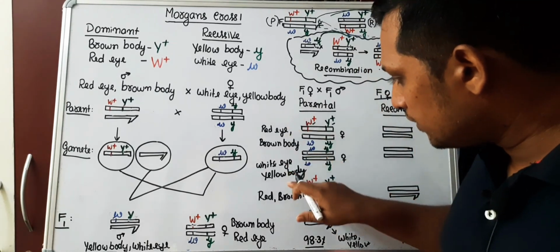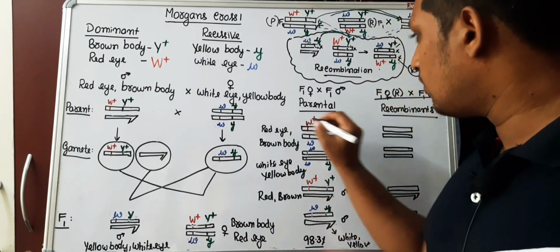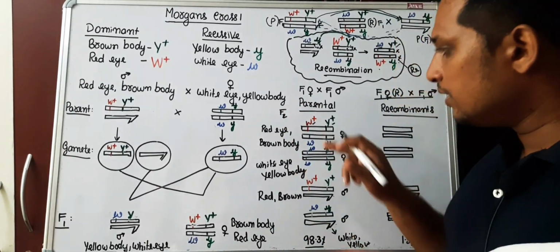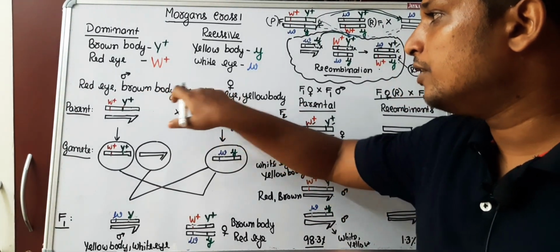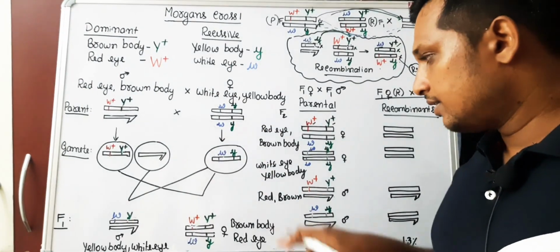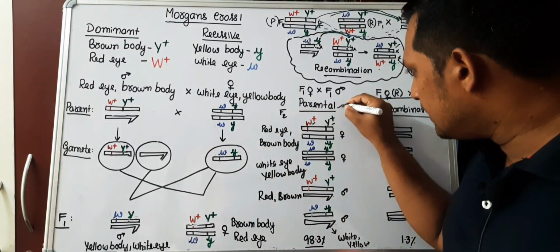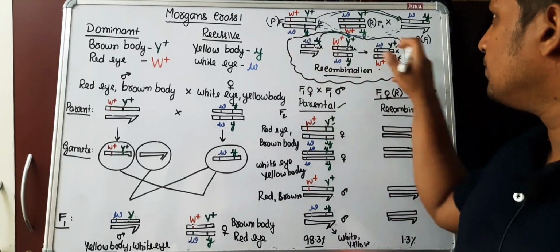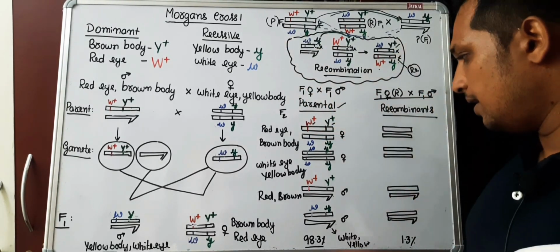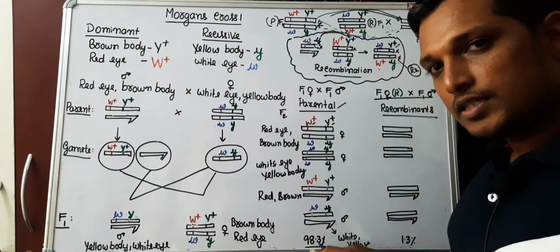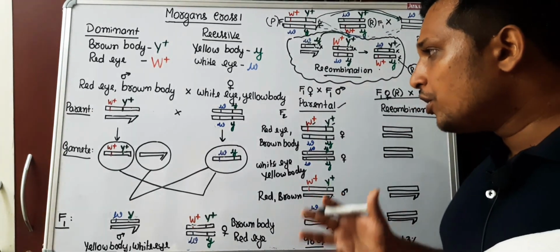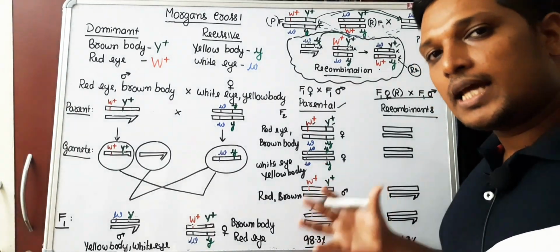Now all these four gametes, these are called F2 generation. Observe the F2 generation, all are similar to the parental type. Since it is parental type, I have written it is parental. We got it by crossing F1 parental female with the F1 male. How much percentage? Percentage was about 98.3%. Majority of them were parental types.